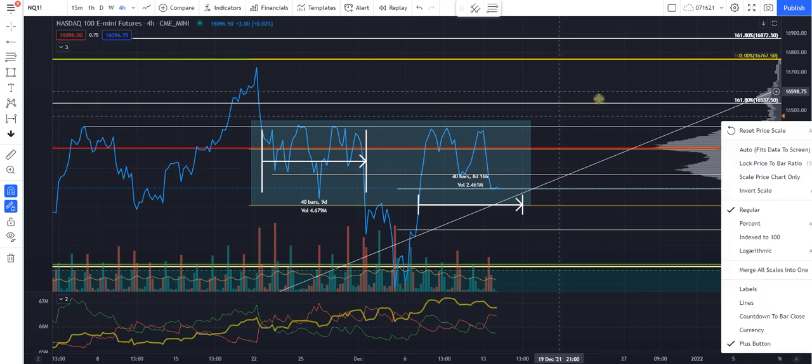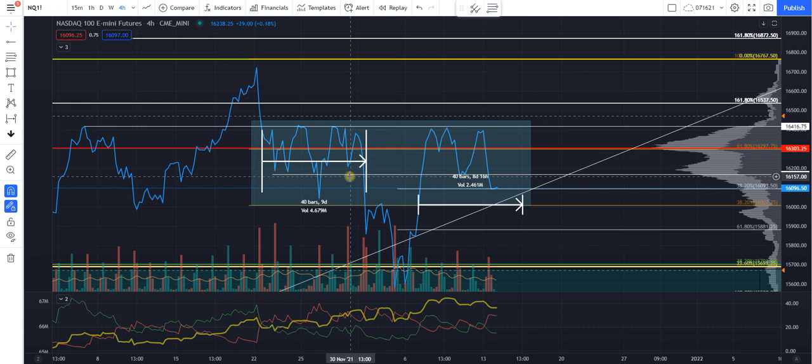I just wanted to really cover the inverse head and shoulder here on the chart. If anybody has any questions, just let me know.